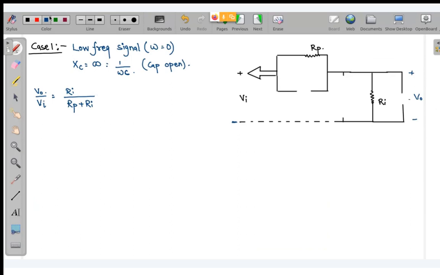Fine. Next case, what we have? Case 2: when we are measuring a high frequency signal.